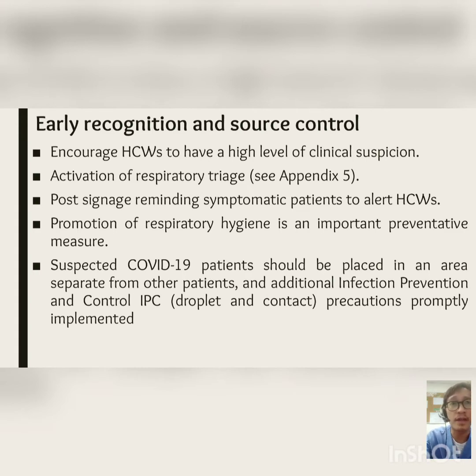Suspected COVID-19 patients should be placed in an area separate from other patients, and additional infection prevention and control precautions promptly implemented. So we have waiting areas, we have acute respiratory illness areas, as well as our negative pressure rooms, or airborne infection isolation rooms, for those suspected cases of COVID-19.